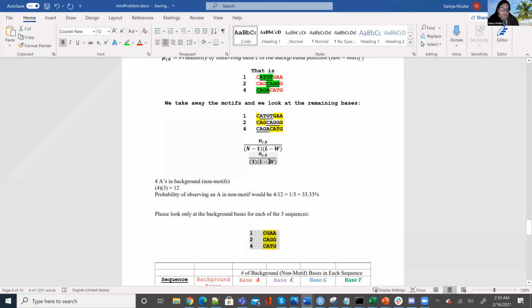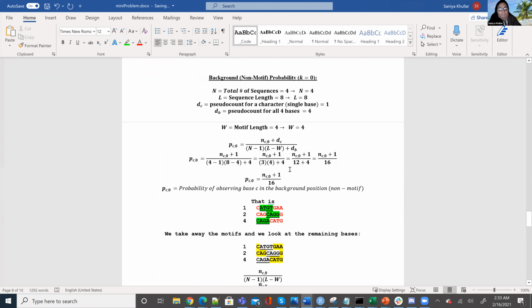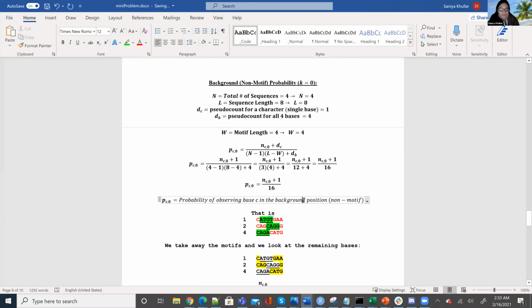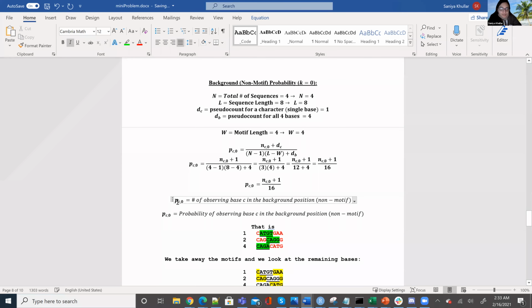So this is just 4, so 4 in motifs in each sequence, 4 non-motifs in this example. So you take this and you divide it by 12. And that's how I got that number above, I got this 12 that way. This 12 is pretty much what we expect. And again, this NC0 is the number of bases in background. It's just a number.